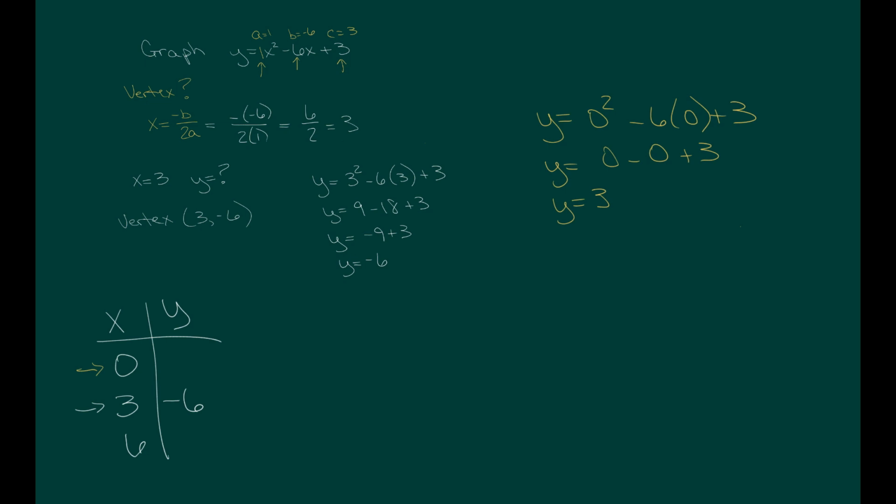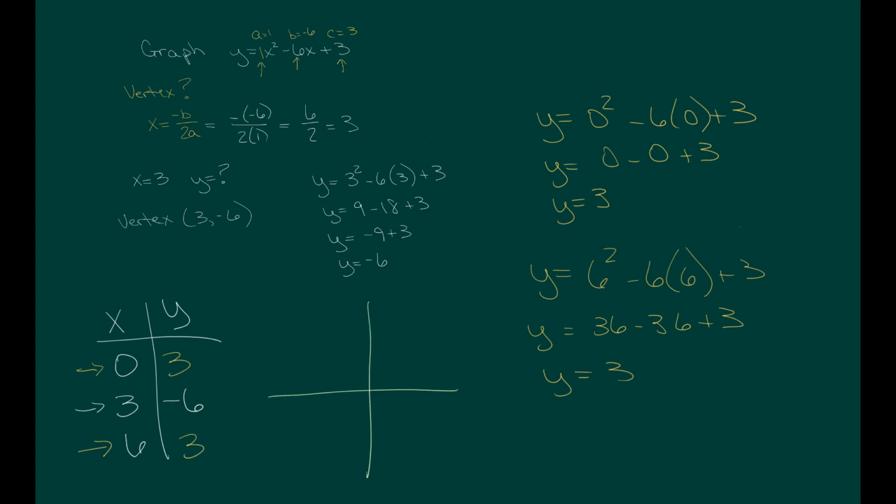So this is going to be a 3. Okay? Now if I plug in this 6, y equals 6 squared minus 6 times 6 plus 3. So y equals 36 minus 36 plus 3. So y equals 3 for that one. So now all you have to do is graph this, and you can just plot it freehand.